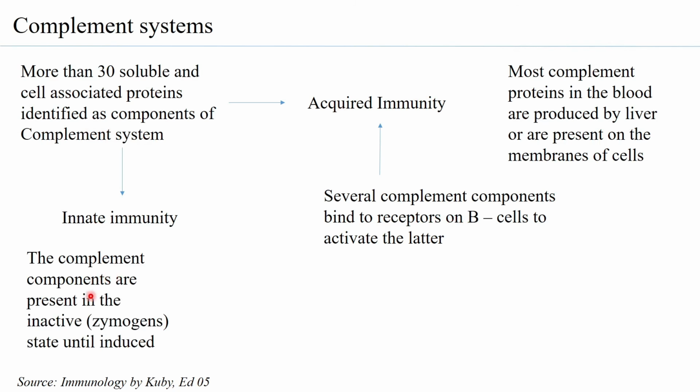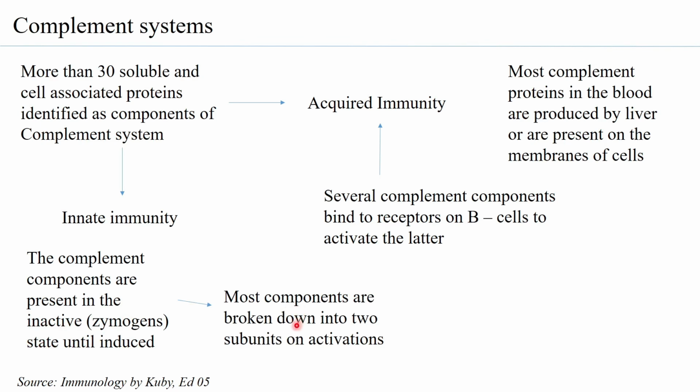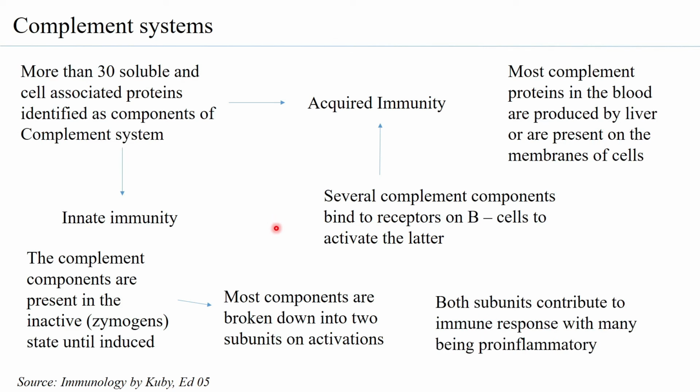The complement components are present in the body in the form of zymogens. That is, they are in the inactive state until induced. Now, most components, once they get activated, are broken down into two subunits. Say, for example, let's consider C3. C3 on activation can get converted to C3a and C3b. So both C3a and C3b would have some role to play in the immune response, and majorly they are pro-inflammatory.